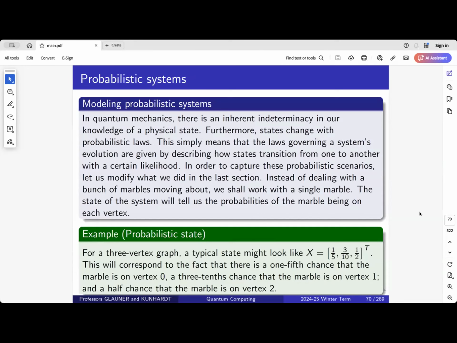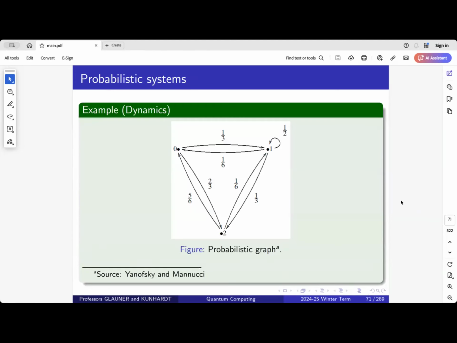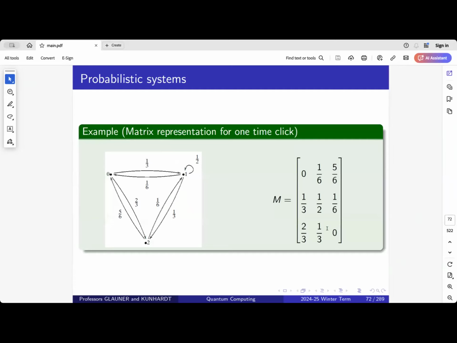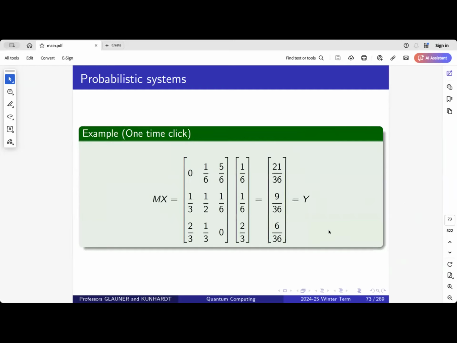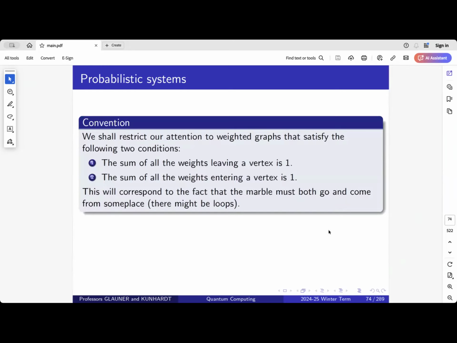Concretely, what we built were probabilistic systems in which we have one marble, but we don't know exactly where it is. Rather, we think in terms of probabilities, and then our state vector for these individual positions needs to add up to 1. We use exactly the same kind of mechanism as before: a matrix, or a graph, to describe the transitions. We can multiply our state with the matrix, and we move in time by one time click into the future.